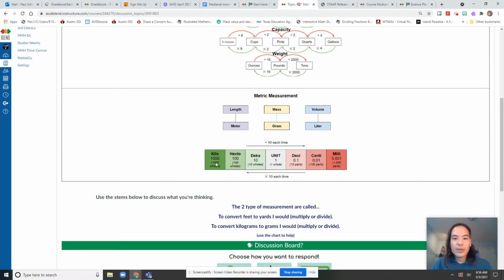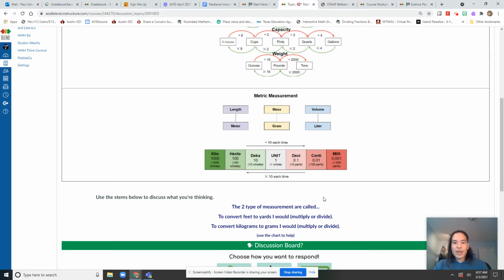There's 1,000 grams in a kilogram. There's 1,000 liters in a kiloliter. Same thing, if I want to, I can divide by 10 to get to smaller units. So there are 1,000 millimeters in a meter. There's 1,000 milligrams in a gram. There's 1,000 milliliters in a liter. So you divide by 10 to get the smaller unit, and then you multiply by 10 to get the larger unit.